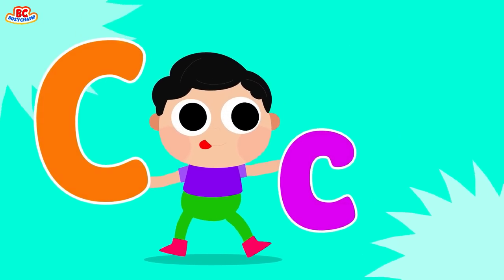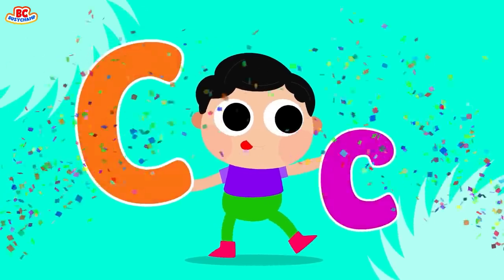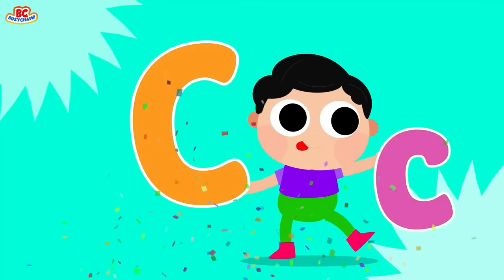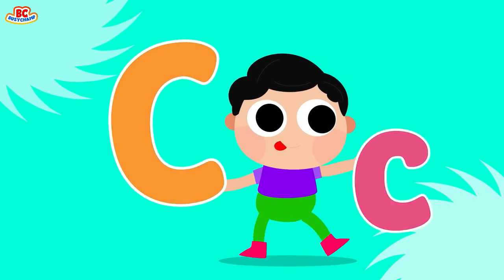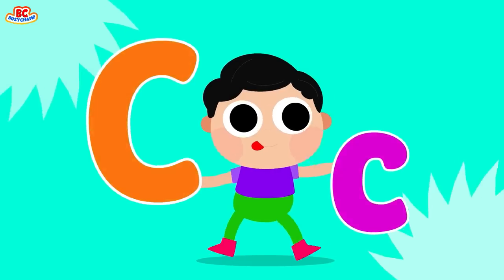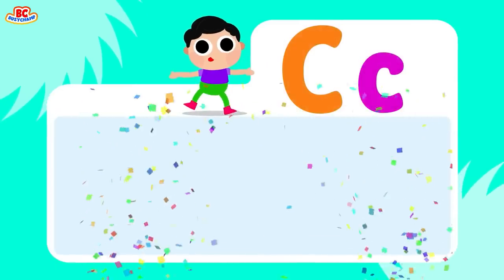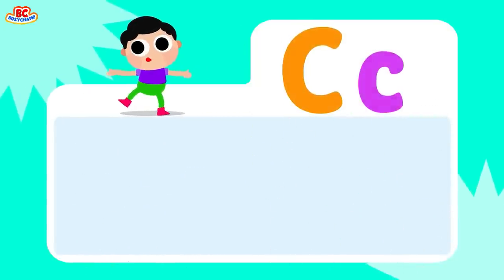Which alphabet can you see in my hands? I have the letter C in my right hand and its sound K in my left hand. And there are so many words that begin with letter C.